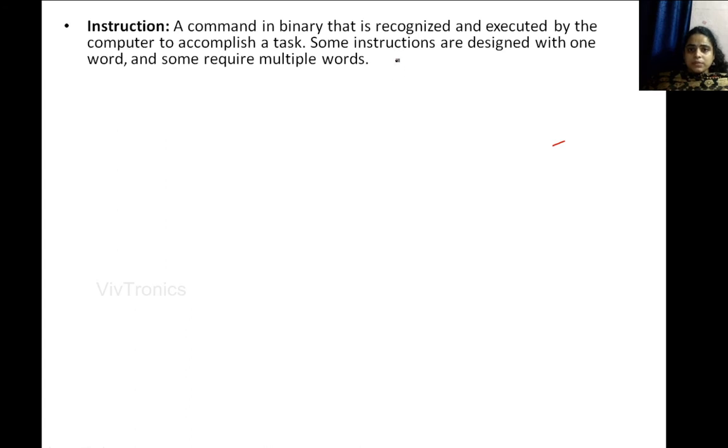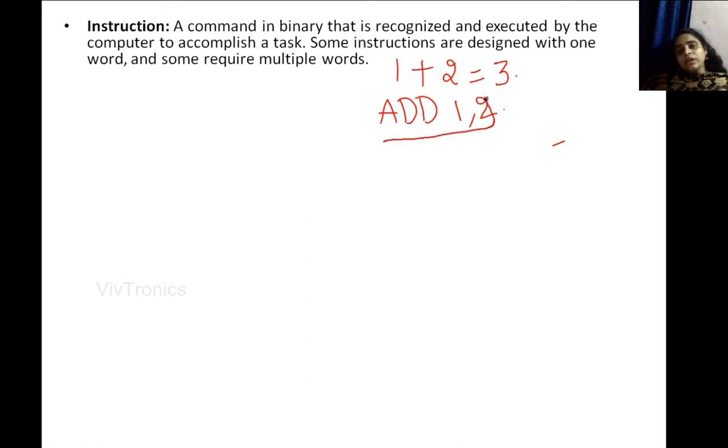The example is, if you take 1 plus 2 is equal to 3 here. I know, because I am a human, that this is 1 plus 2 is equal to 3. But the processor won't know. For the processor, we have to write it depending upon the language, so we can write ADD 1, 2. Depending upon the programming language, we have to give a command or an instruction. So this is called an instruction.